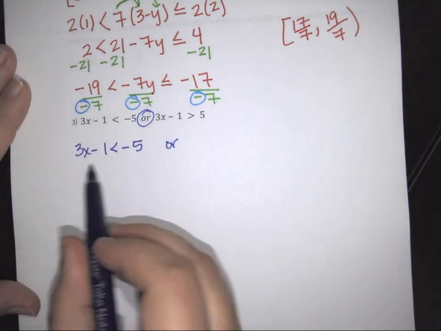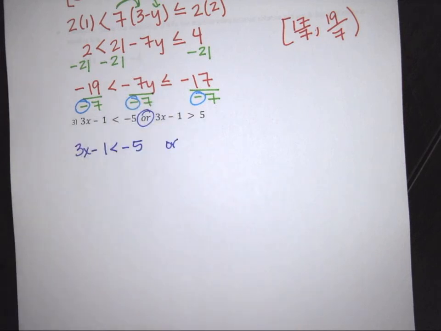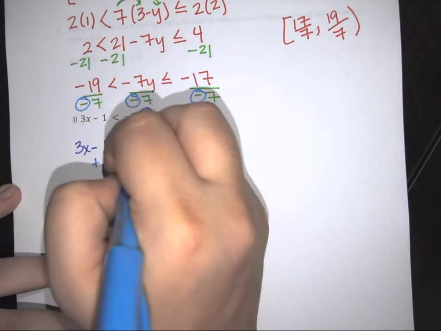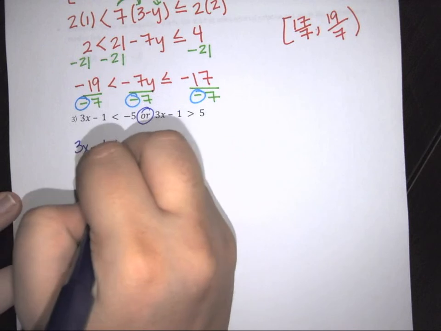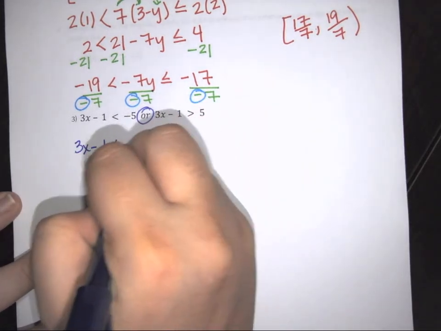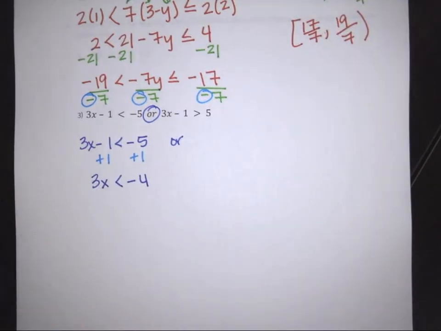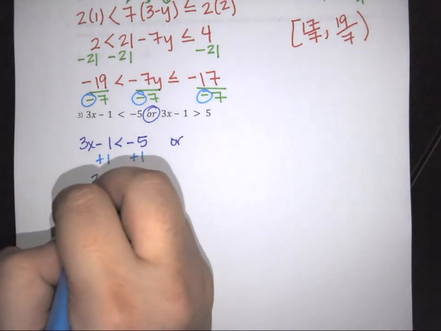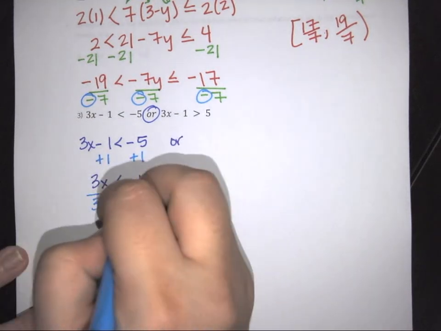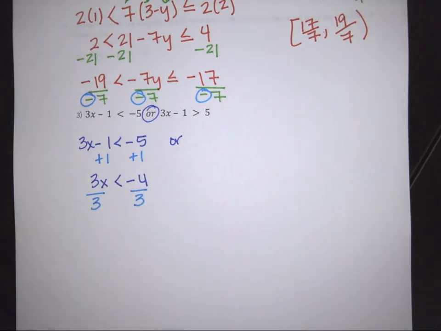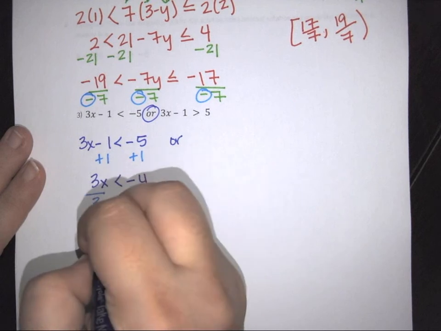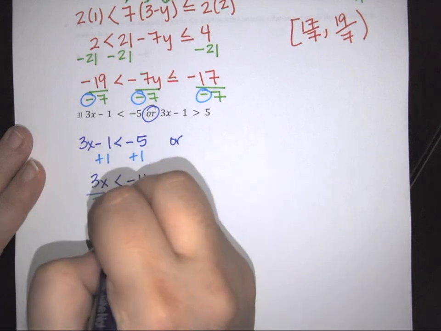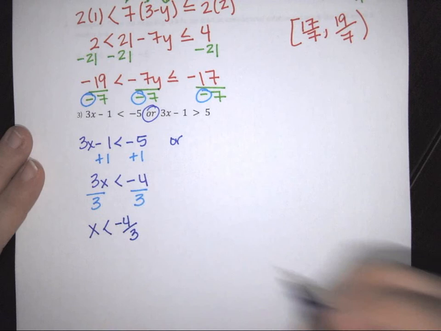So doing this, I have to get x by itself. So I have to add 1 to both sides. So I'm going to add 1 to both sides and resolve. So I have 3x is less than negative 4. And then in this case, I have to divide everything by 3. So I'm going to start with x. My 3 is positive, which means my sign stays the same, and this is negative 4/3.